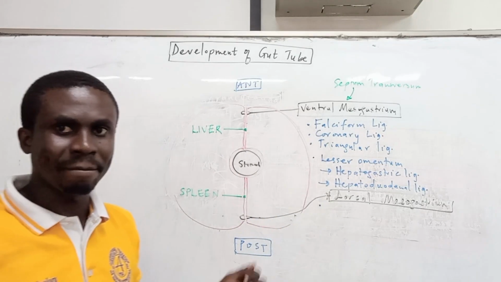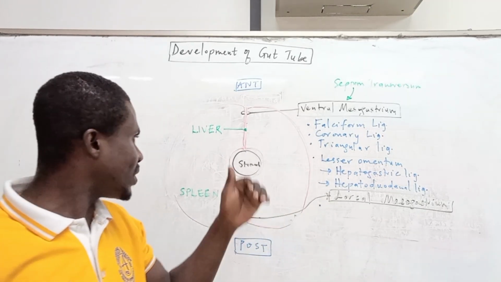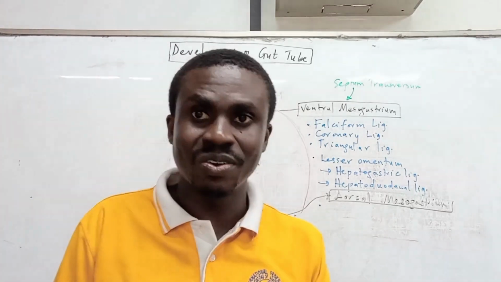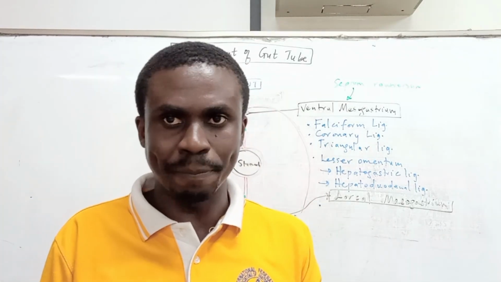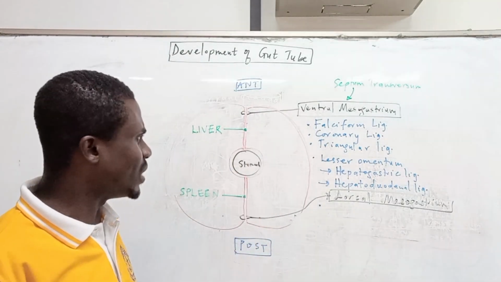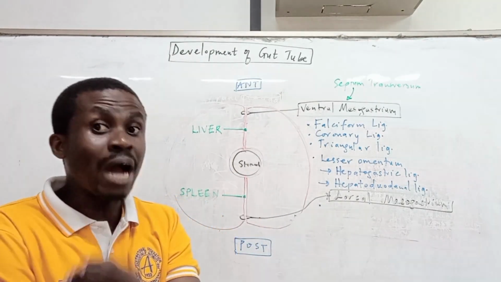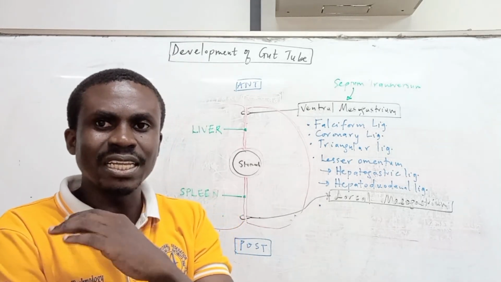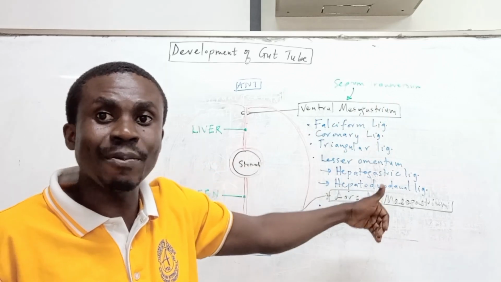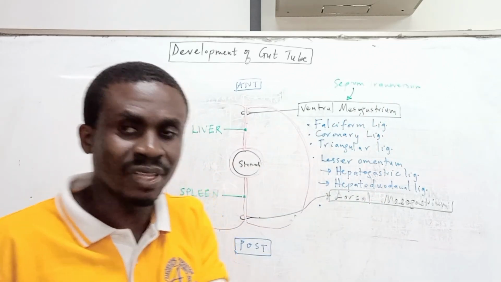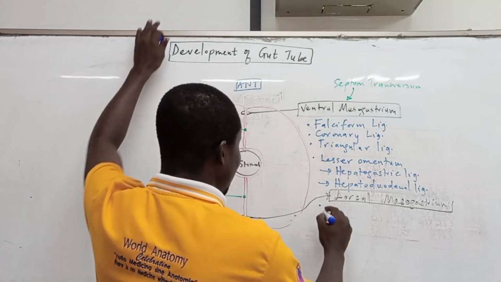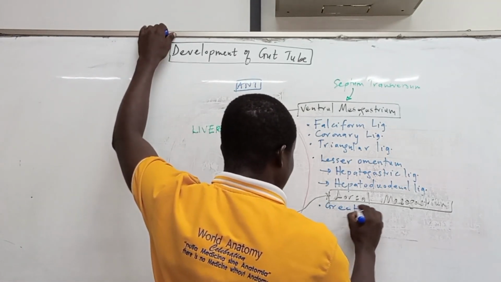Now, let's see it. In the case of the dorsal mesogastrum, one thing I want you to appreciate is that it's derived from lateral plate mesoderm. Yes, mesentery, lateral plate mesoderm. So, what are the derivatives? The first thing I want you to appreciate is that unlike the ventral mesogastrum, where we talked about the lesser omentum, with this one we are talking about the greater omentum. Yes, I want you to appreciate that.